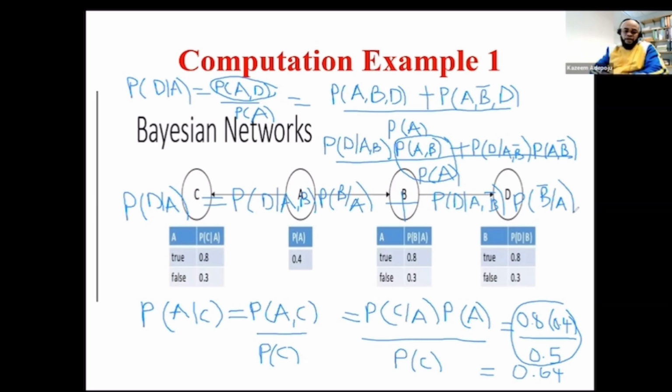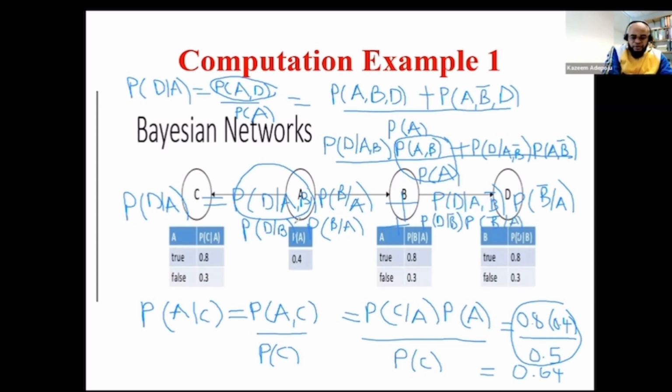Now don't forget, in the network, D depends on B and A. So I can rewrite the whole of this as the probability of D given B, because the direct ancestor of D is B. I can rewrite the whole of this using the law of D-separation, then multiply by the probability of B given A. Then plus the probability of D given B complement, multiplied by the probability of B complement given A.